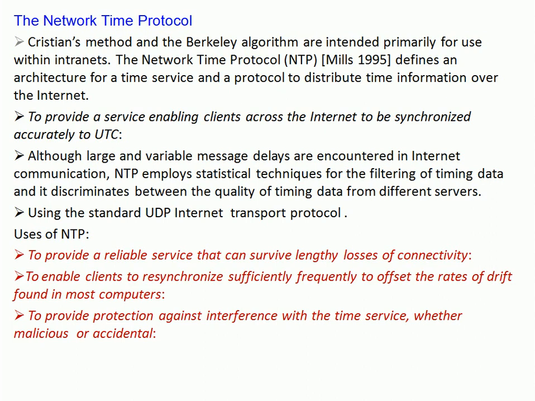In this platform we will synchronize the time in the client-server architecture, like in Berkeley's algorithm, that is done by UTC, Coordinated Universal Time. That UTC is maintained with the atomic clock. Although large and variable message delays are encountered in internet communication, NTP employs a statistical technique for the filtering of time data, and it discriminates between the quality of timing data from the different servers, right?